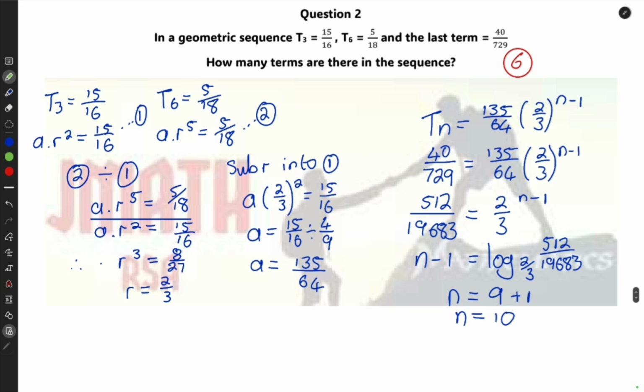Let me just show you what I would do if I went with the shift fact. Because it's a fraction, my calculator can't do it, so I need to take each one separately and do the shift fact part. So 512 shift fact would be 2 to the power 9, and 19,683 shift fact would give you 3 to the power 9, which is then equal to 2 over 3 to the power n minus 1. And that I can rewrite as 2 over 3 to the power 9 is equal to 2 over 3 to the power n minus 1. Therefore, bases are the same. You can drop the bases, and that's how you get n is 9 plus 1, which gives you 10.